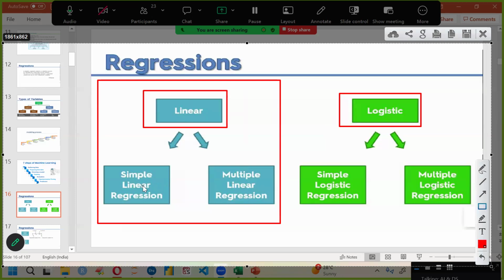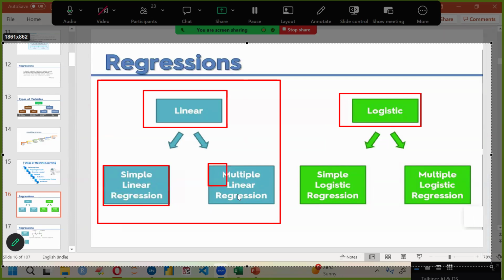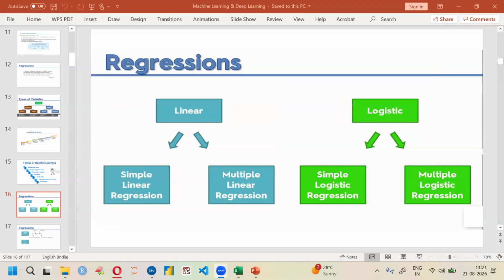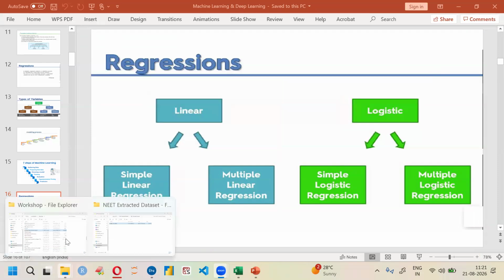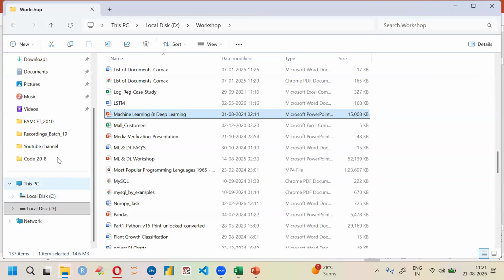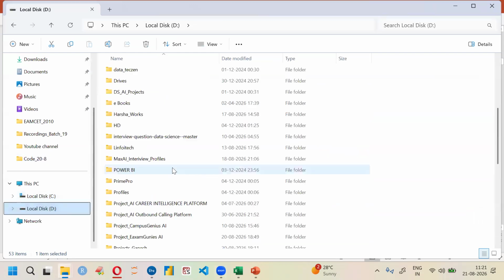In linear regression, we again have two types: one is simple linear regression and another is multiple linear regression. What is the difference between them? In simple linear regression, we have one dependent variable and one independent variable. And in multiple linear regression, we have one dependent variable and multiple independent variables. Okay. Before we go into simple linear regression and multiple linear regression, let me open the data sets with which we are going to work.